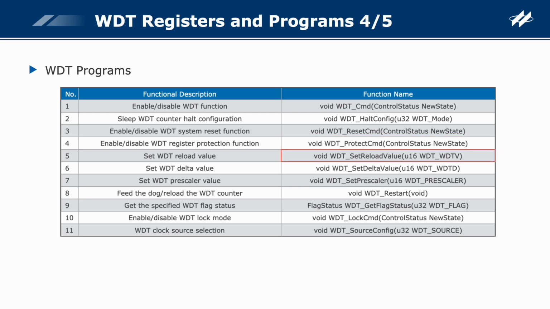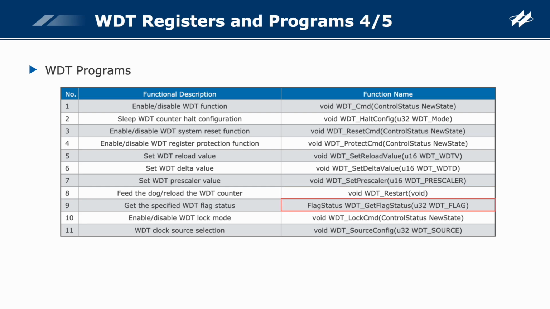The fifth function is used to set the watchdog timer reload value. The sixth function is used to set the watchdog timer delta value. The seventh function is used to set the watchdog timer clock prescaler value. The eighth function is used to feed the dog or reload the watchdog timer counter.